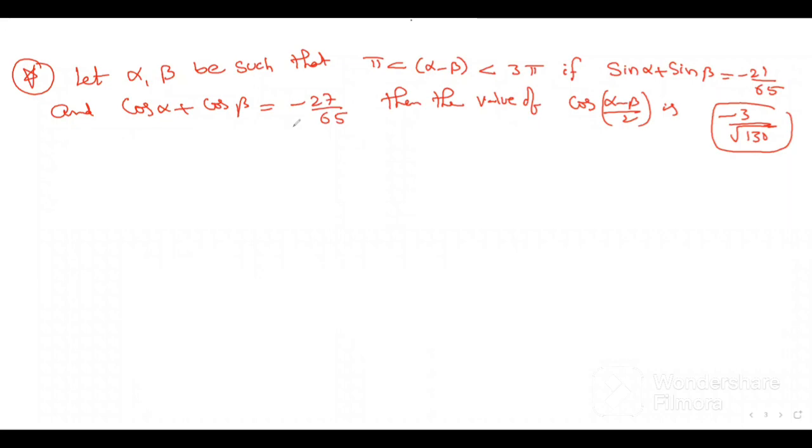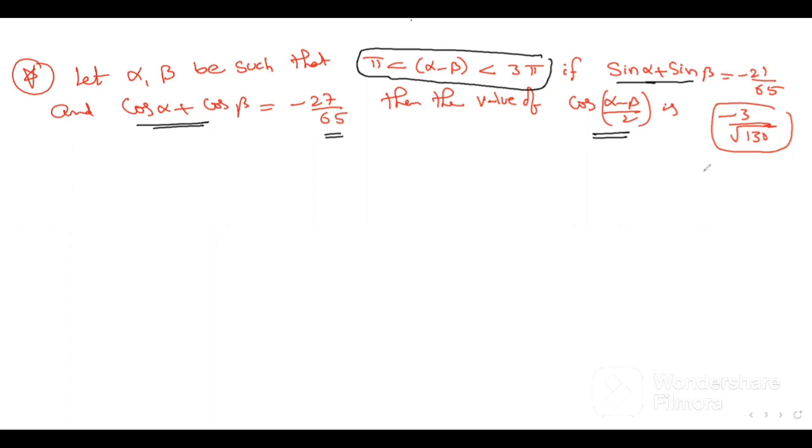Okay, next I am going to explain. Let alpha, beta be such that alpha minus beta lies between pi and 3 pi, as given in the statement. Sin alpha plus sin beta is equal to minus 21/65, and cos alpha plus cos beta is equal to minus 27/65. Then find the value of cos of (alpha minus beta) by 2.